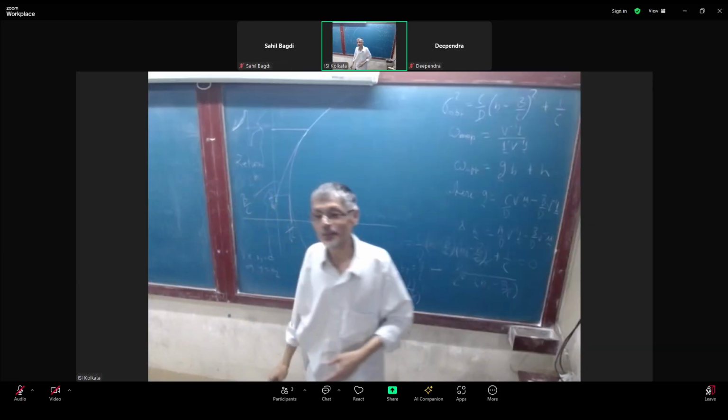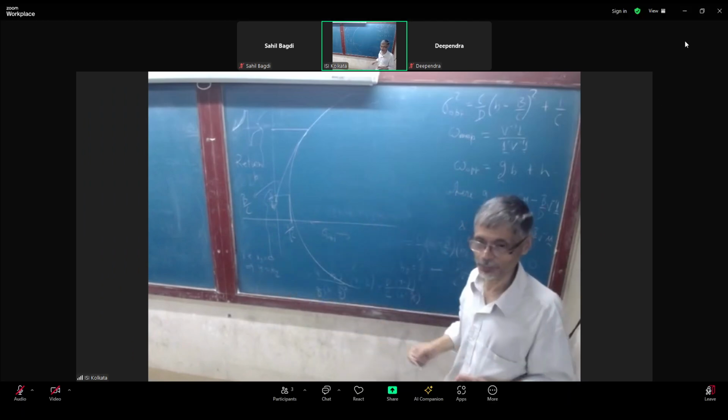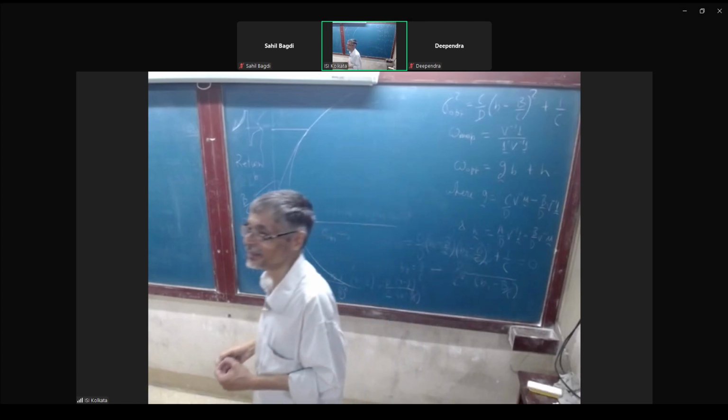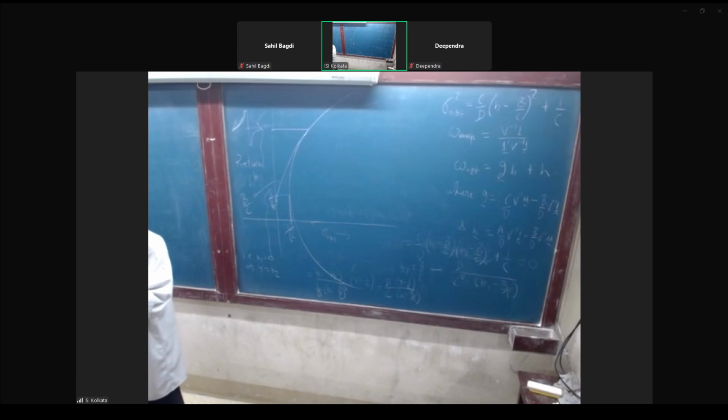B1 and B2 are fixed. You say B1 and B2 don't change the value. Covariance is zero, and covariance zero means B1, B2 are fixed. What I'm saying is, why can it not go beyond?